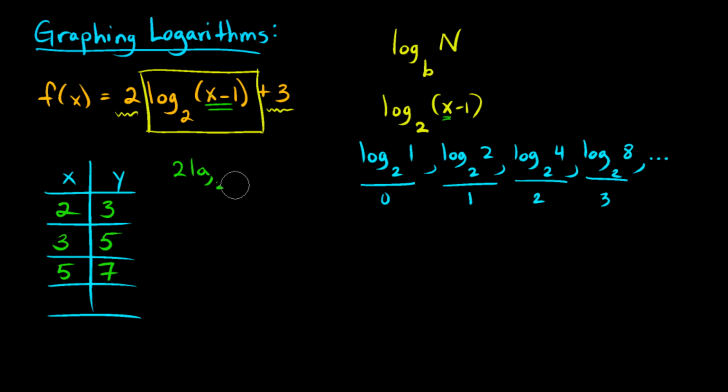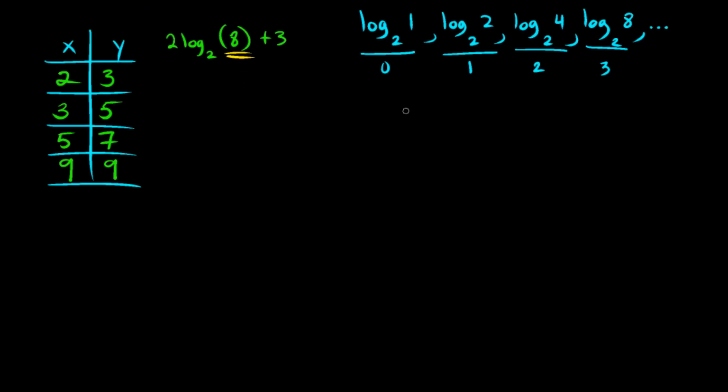Let's do one last one. How do I get log base 2 of 8? What value minus 1 is 8? 9. So I would have 2 log base 2 of (9 minus 1), which is 8, plus 3. Log base 2 of 8 is 3. 3 times 2 is 6. 6 plus 3 is 9. Now you might be wondering why I'm putting this value in parentheses, and the reason is because if I don't put them in parentheses, you might add the 3 and the 8 together, and you're not supposed to do that. Okay, so what we have now is 4 points.